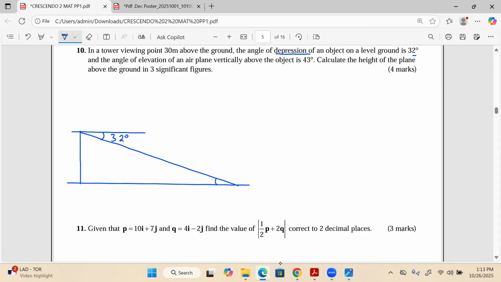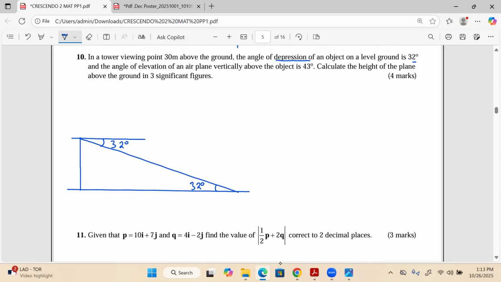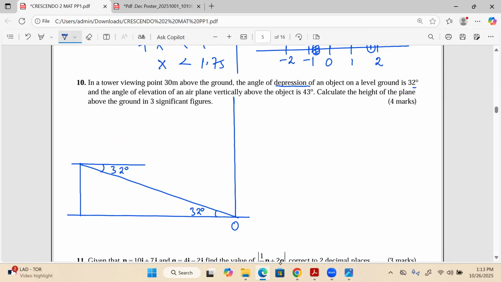And through that we shall observe an object which is here. This is an object. But now vertically above it, we should be able to find a plane now. A plane is up there. And it can be observed from the same viewpoint through an angle of 43, like that.